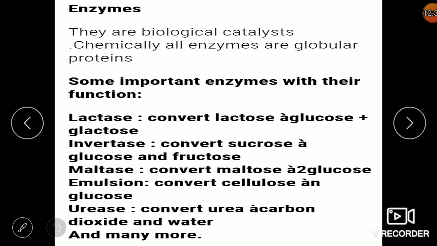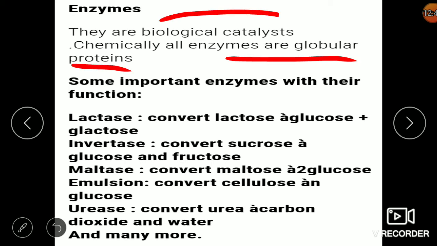Next we'll come to the enzyme. Now what is an enzyme? Enzymes are globular proteins, and enzymes are biological catalysts. These are not chemical catalysts, but catalysts present in the body, so they are known as biological catalysts. Some important enzymes are lactase, which converts lactose to glucose and galactose. Okay, lactase, where is it present? It is present in the milk. So the lactase enzyme can convert the lactose sugar present in the milk into galactose and glucose. Lactose is a disaccharide, if you remember.